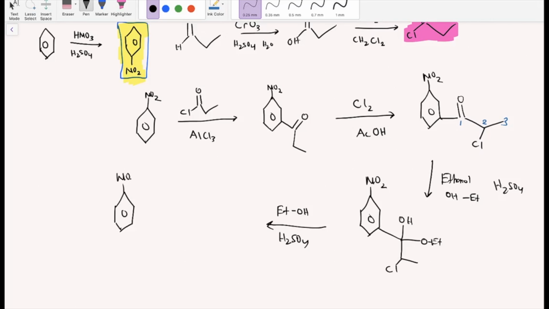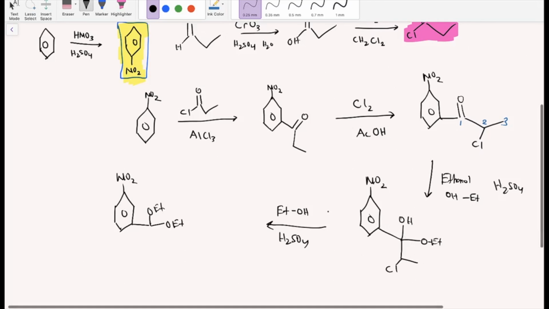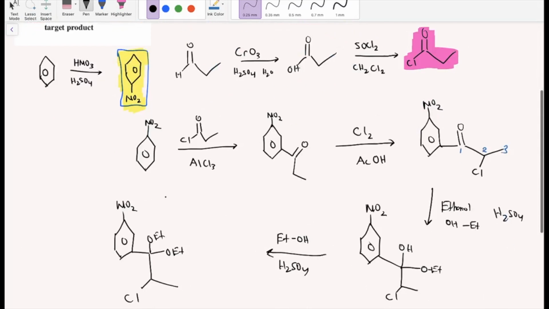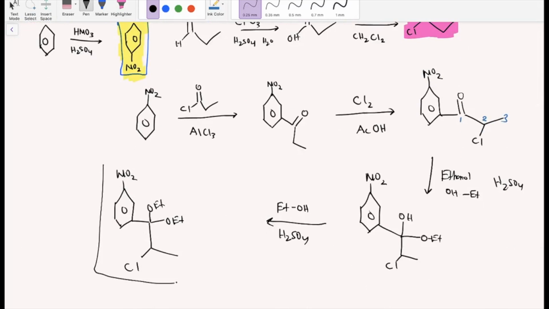You have this NO2 over here, you have OEt, these are both esters right here. And then I'm going to have that ethyl group coming off of it with a chlorine on that second carbon. And now it looks like we have our final product.